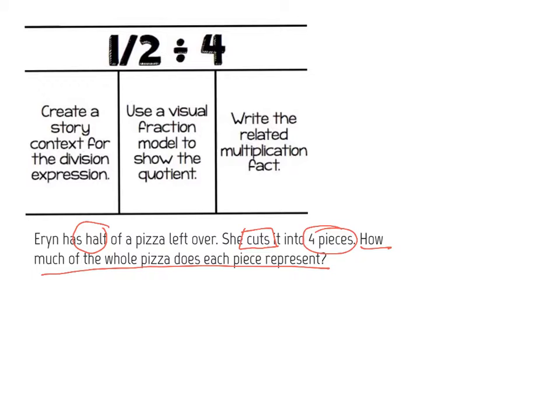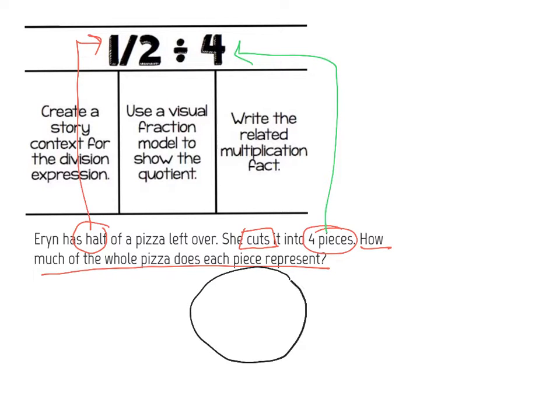So I know that I'm starting with 1/2, therefore it's going to be my dividend. It's what I'm going to be cutting up. My divisor is what I'm cutting it up between. I'm going to cut that into 4 pieces. So now let's try modeling this. I have half of a pizza. So I'm going to shade in the half of a pizza that I've got. I want to cut that into 4 pieces.